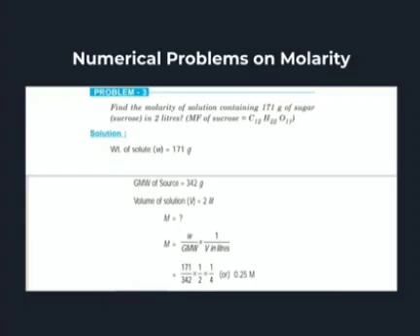Molarity, capital M, is equal to weight by gram molecular weight, that is W by GMW into 1 by V in liters. Substitute the given data in this equation, then molarity, capital M, is equal to 171 by 342 into 1 by 2, that is equal to 1 by 4. 1 by 4 is nothing but 0.25 molar.